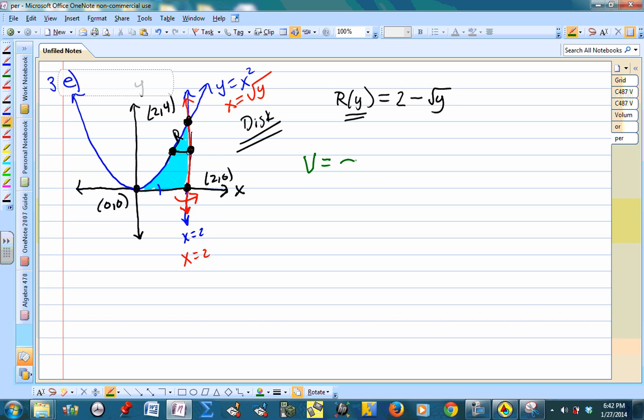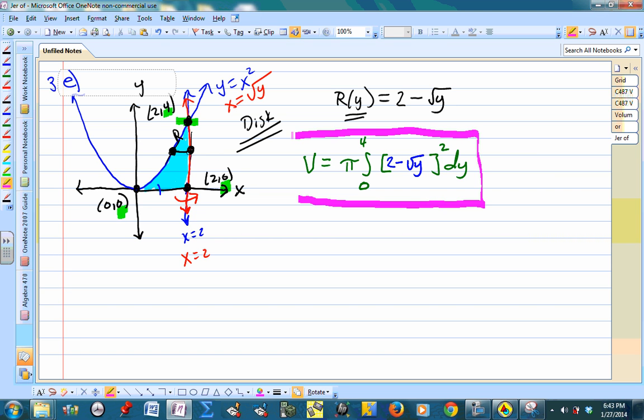The volume is going to be pi times the integral. Now, again, be careful. The y value at the lower end of our region is 0. And the y value at the upper end of our region, at the top of the shaded region, is 4. So we're going to integrate from 0 to 4 with the radius function squared with respect to y. The radius function we found was 2 minus root y. This will be our setup for example 3, part E.